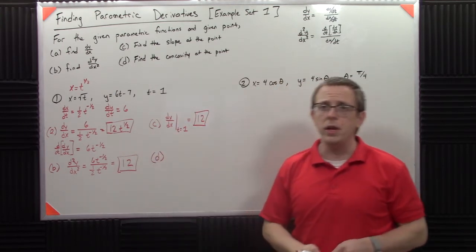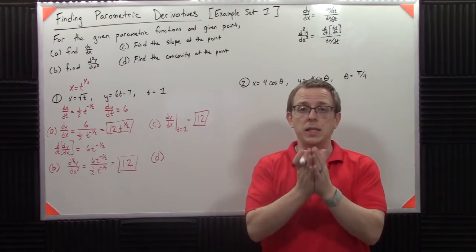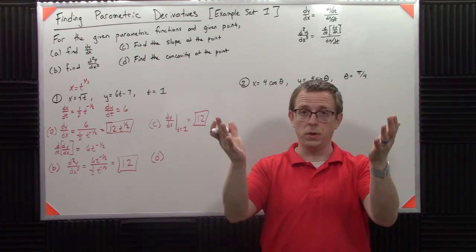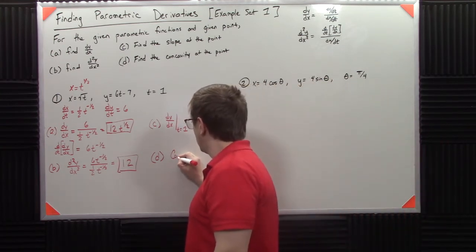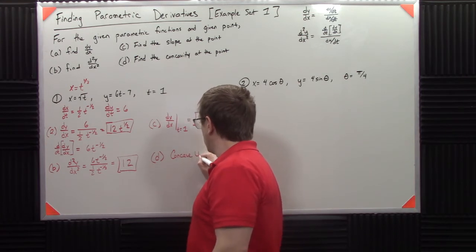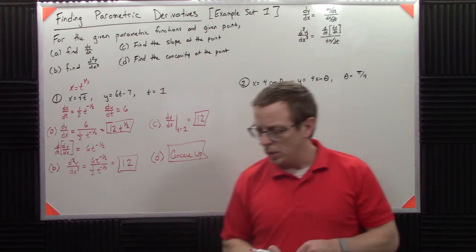Now for the concavity. Hopefully you can remember your concavity rules. If something has a positive second derivative, then it is concave up. So that is a kind of concave up situation.